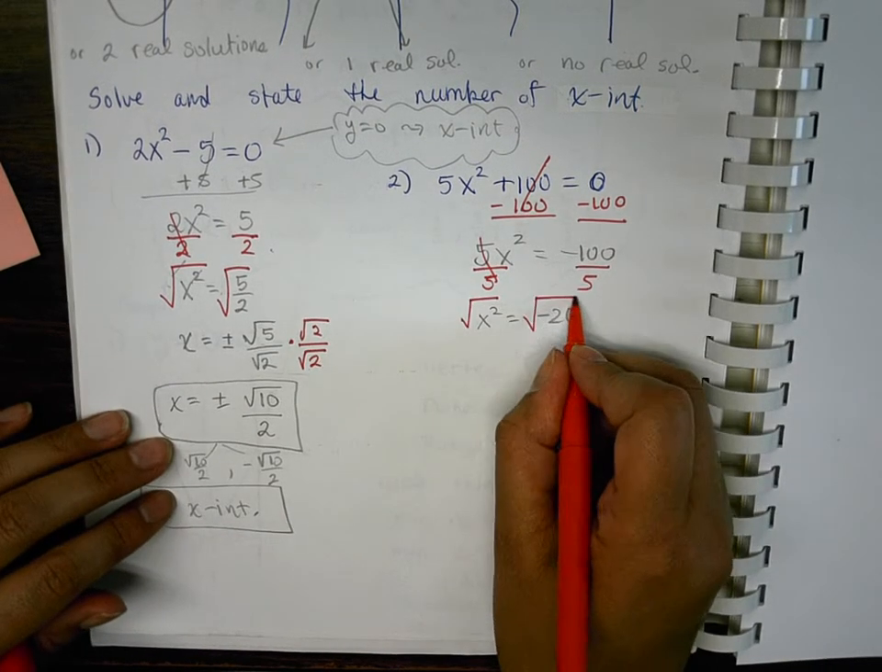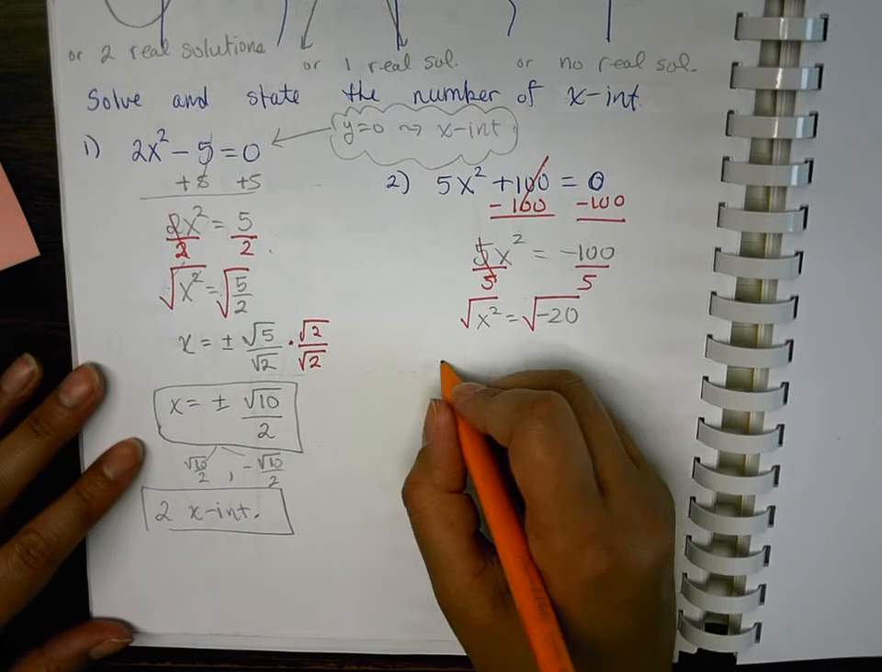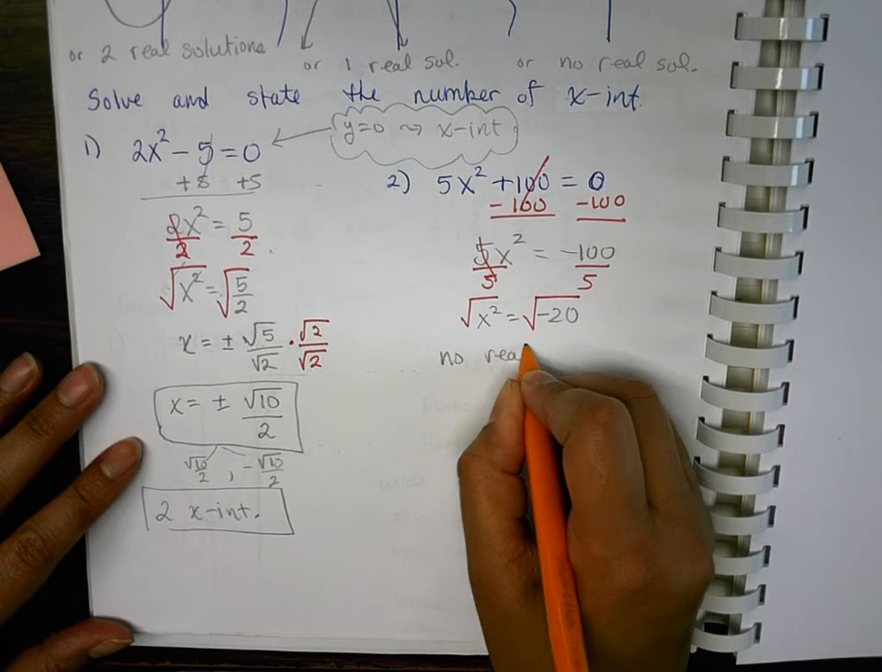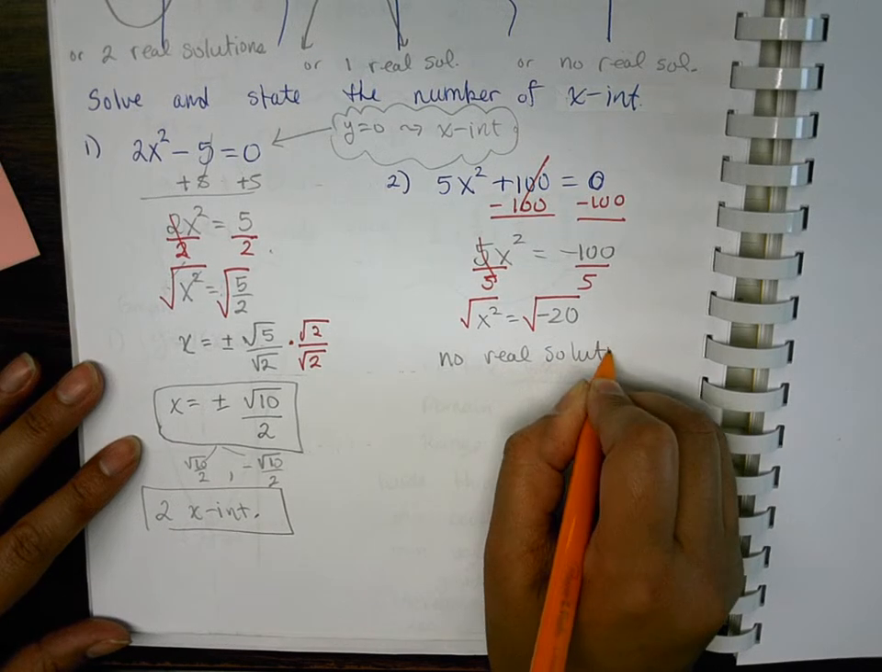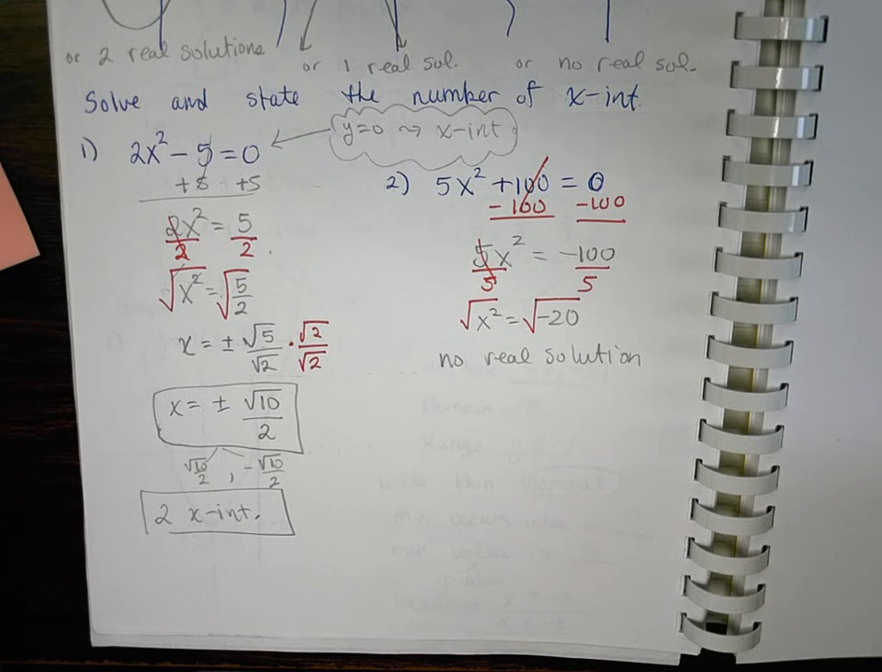Square root. Are we allowed to take the square root of a negative number? No, so it's unsolvable, so we'd say no real solution. And we use the word real because there is an imaginary solution, which we'll learn more about in the weeks to come. For now, no real solution.